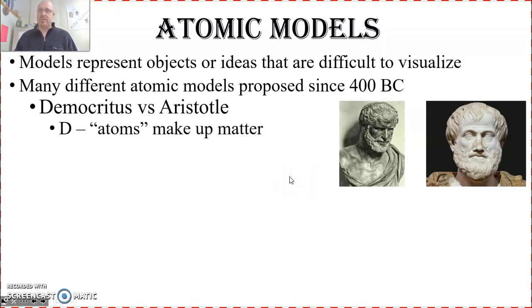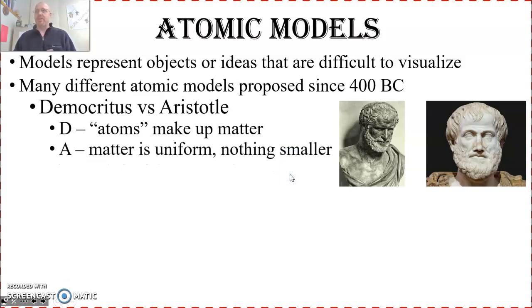Democritus said atoms make up matter. Everything out there is made up of these atoms. But Aristotle said, no, matter is uniform. There's nothing smaller than matter. Matter is just what it is. And there are four different elements, according to Aristotle: earth, fire, wind, and water.